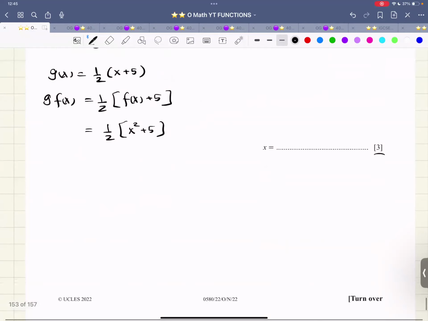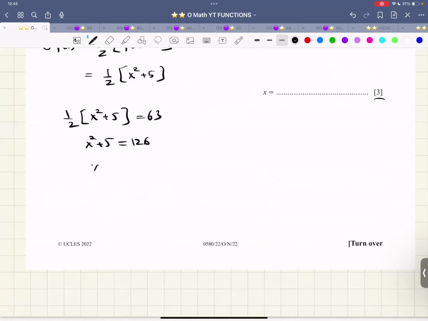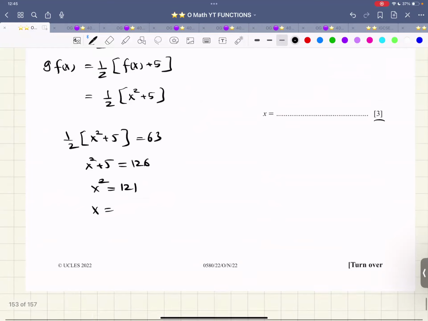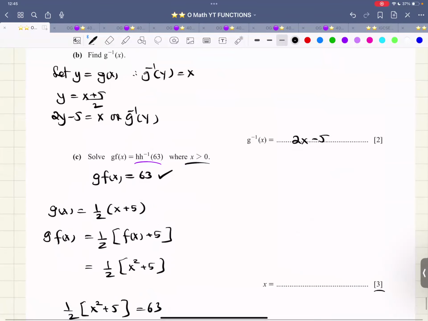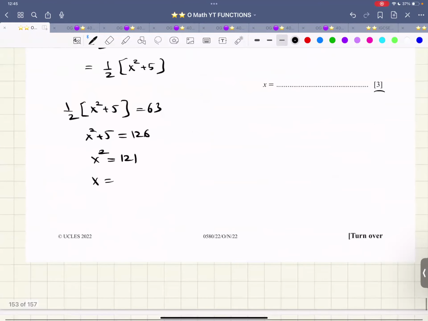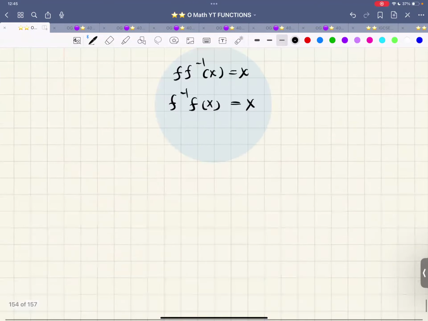Now equate it to 63. So half x squared plus 5 is equal to 63. This is 126. X squared plus 5 is 126. And therefore, x squared is 126 minus 5, which is 121. Therefore, x is plus minus. But have they given any domains? Yeah, x is greater than 0. That means x is positive. So x is positive 11 only. That is the answer. So this is 11 over here. A very, very starry question. So that is the basic idea.